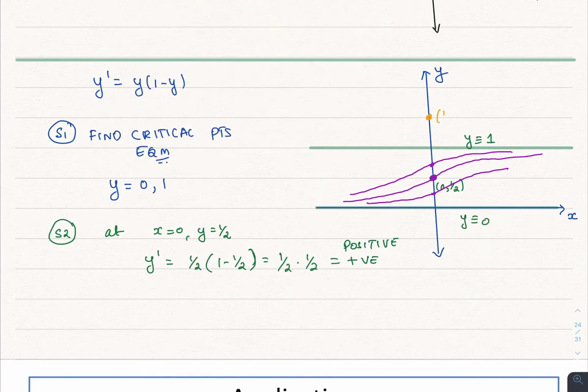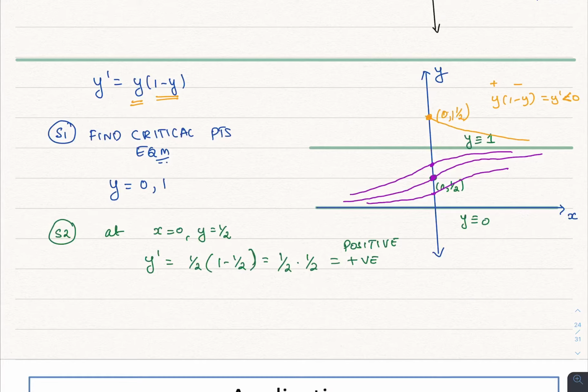It looks like 1.5, x is 0, y is 1.5. When y is 1.5, this is positive, but this is negative. So I'm looking at y times 1 minus y. This is positive, but this is negative at 1.5, 3 over 2, right? So now the derivative is negative. Since the derivative is negative, the solution has to decrease, so it's going to go down like that.